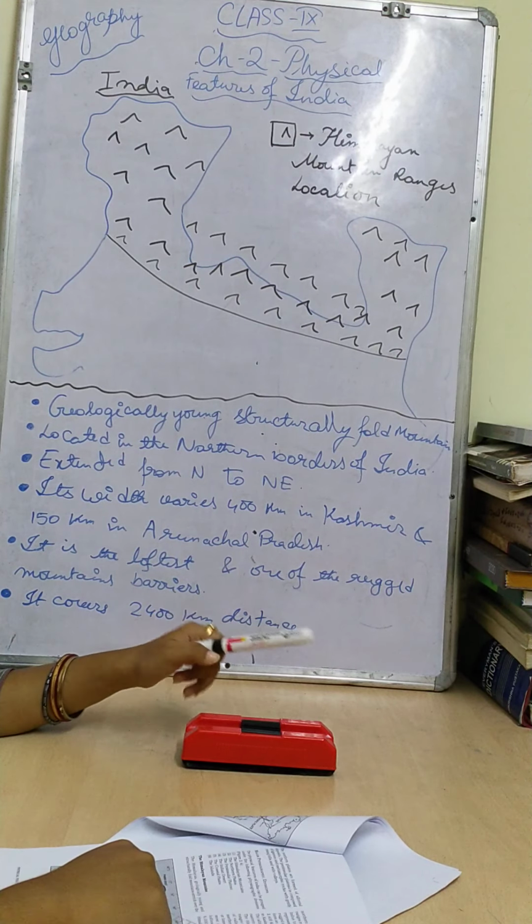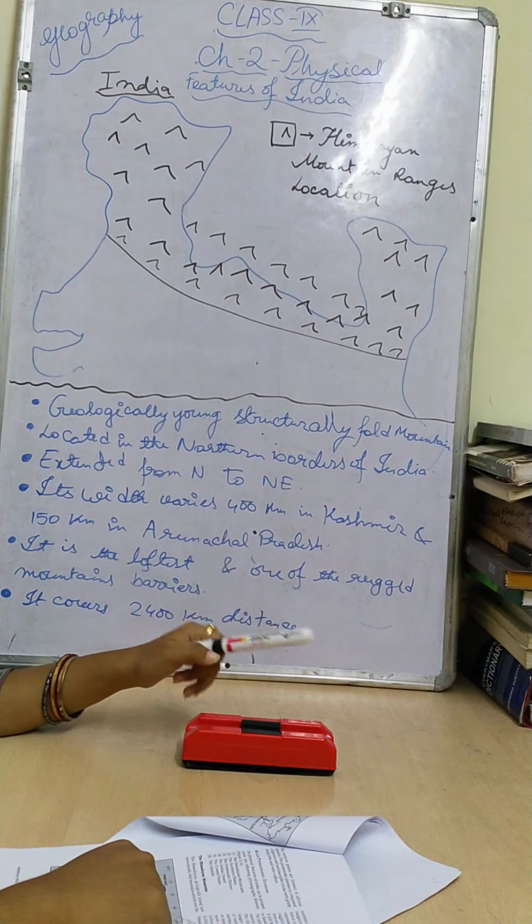Okay, third point, let me come to the third point. The third point is that it extends from north to northeast. So the Himalayan fold mountain, definitely I have drawn it from north to northeast. It is located there. Okay, it covers 2400 kilometers distance. The total length means how much portion it covers, 2400 kilometers distance it covers. It starts from the north to northeast. Okay, and width means how thick it is. It is called, I think children you know better how thick it is.